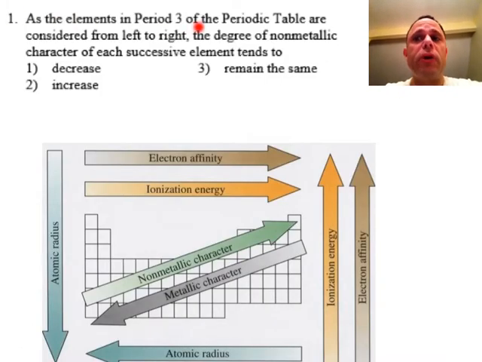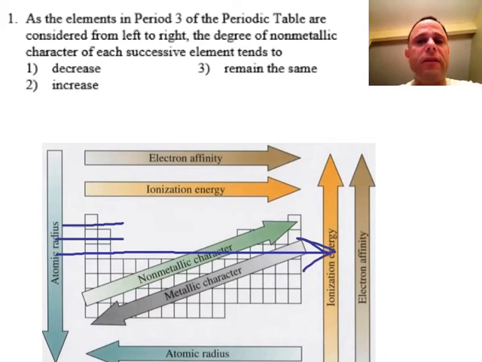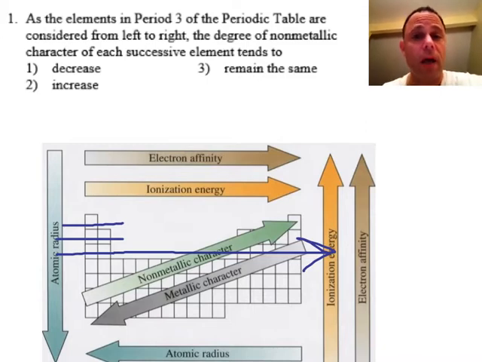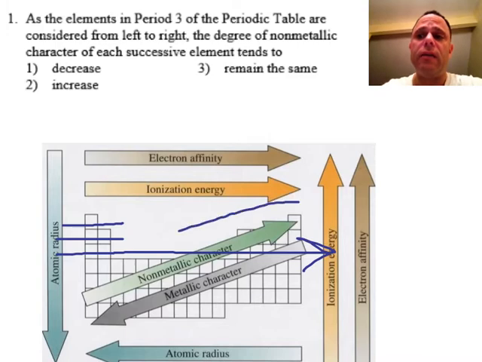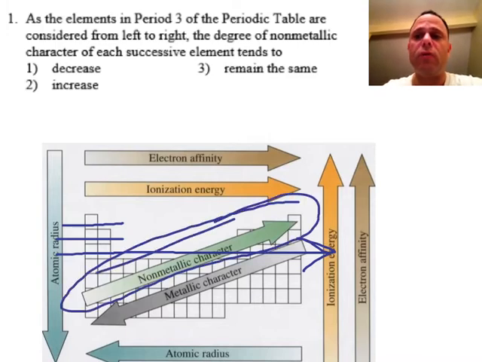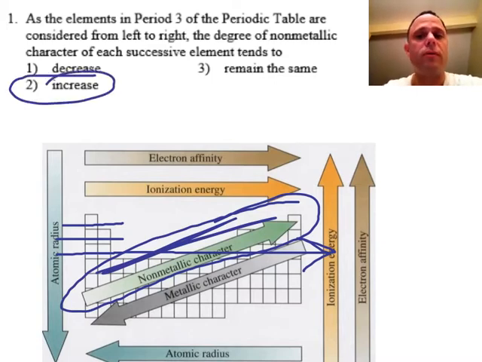So now exploring some questions. As the elements in period 3 of the periodic table are considered from left to right, the degree of non-metallic character of each successive element tends to do what? So where is period 3? This is period 1, period 2, period 3. As we move from left to right, we are moving from the region where we have metals into the region where we have nonmetals. So the non-metallic character would increase. And that's what this illustration is showing you right here. So the answer is choice 2.